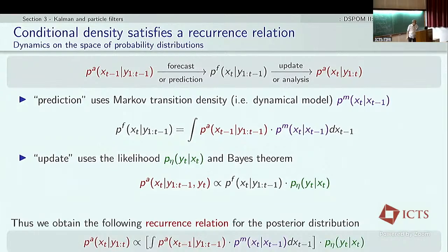And that basically is what gives the recurrence relation, which is: if I have the posterior, or the analysis, at time t minus 1, then integrate the model forward in time, that's the first part, and then multiply by the likelihood, P eta is called the likelihood, of the observational noise, and that gives the posterior or analysis at time t. It's an intuitively simple process to think about.